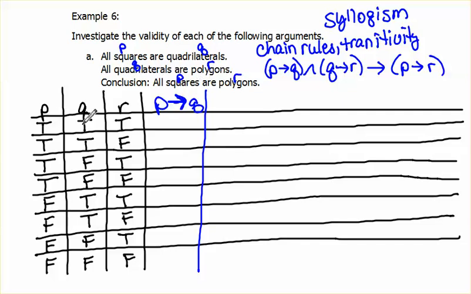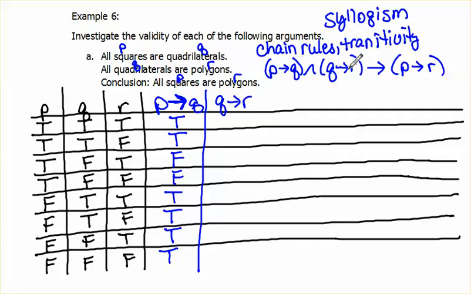So we're doing P's and Q's here. T implies T is T. T implies T is T. T implies F is F. T implies F is F. F implies T is T. F implies T is T. F implies F is T. F implies F is T. So remember, our only false is when we have T implies F. Everything else is true.